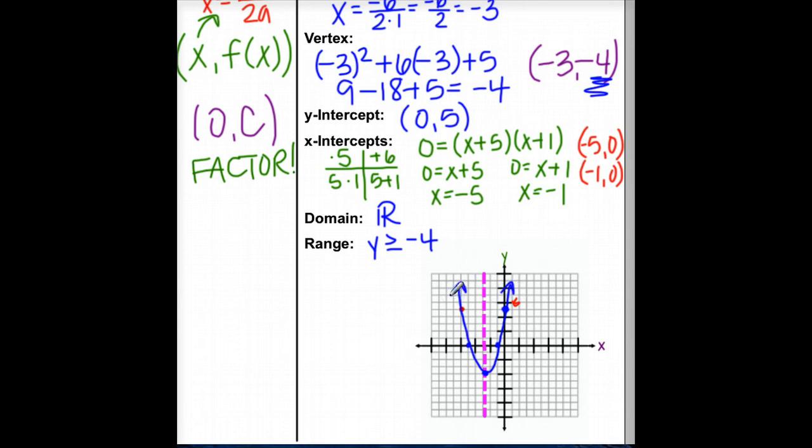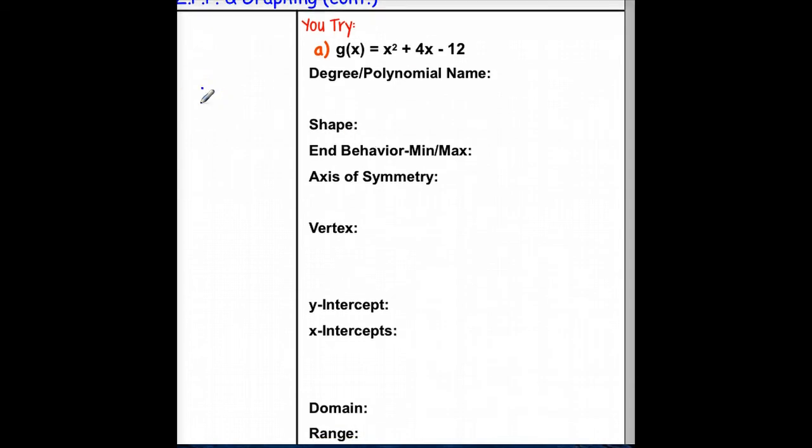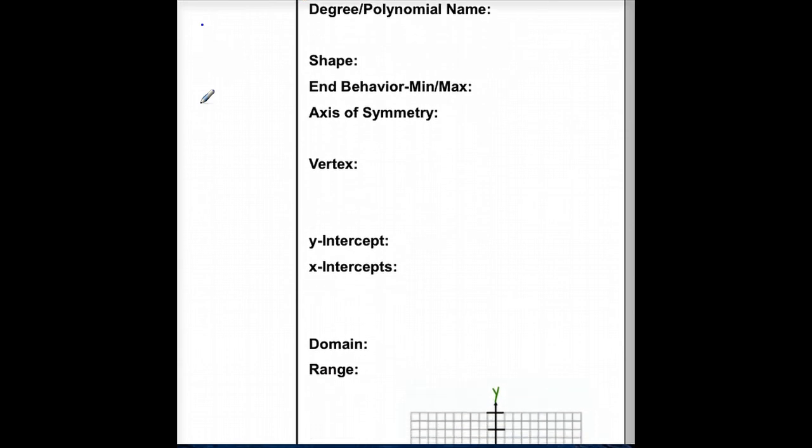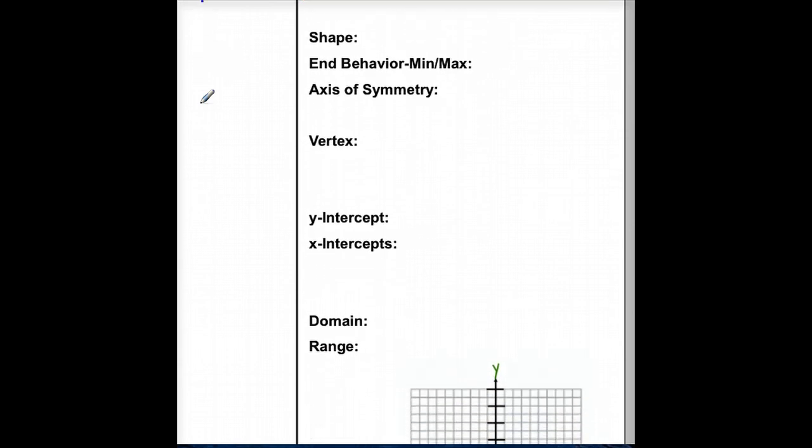Your job now is to go ahead and try this, completing this problem with the polynomial name, shape, and behavior, marking it as a min or max, axis of symmetry, vertex, x and y intercepts, domain and range, and finally to graph it.